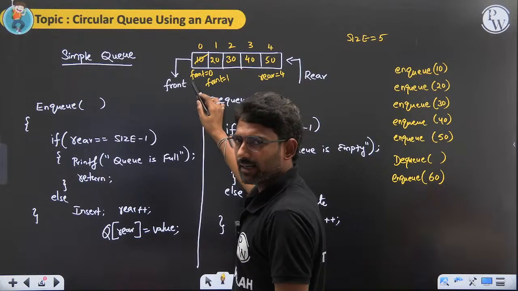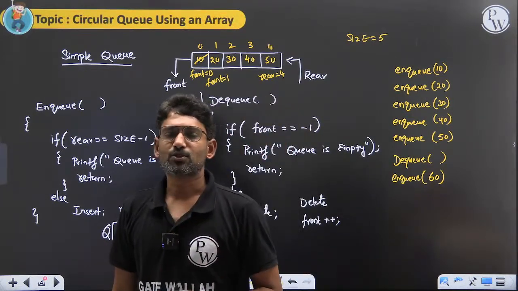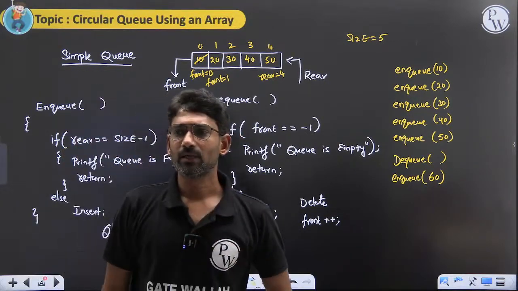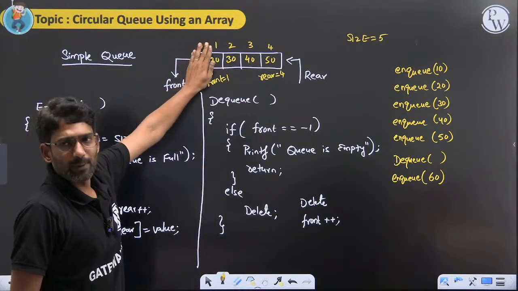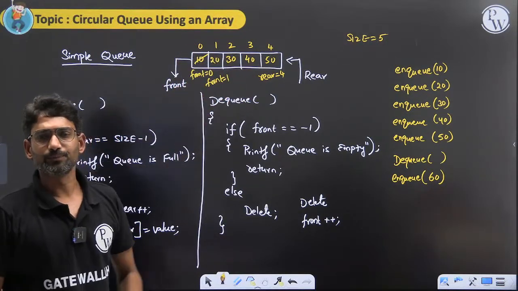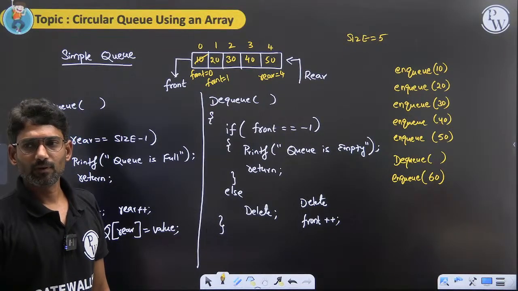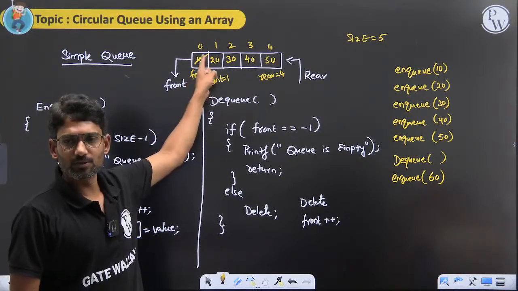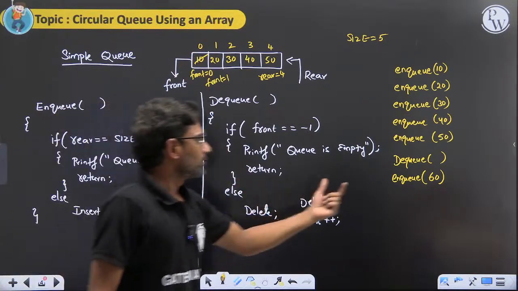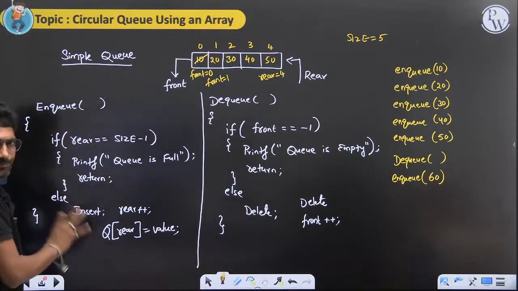I have already deleted 10. So is there space for new insertion actually in the queue or not? Is there a space actually in the queue? Yes or no? There is a space because you have deleted 10, right? But when you try to insert 60 now, this code will run.